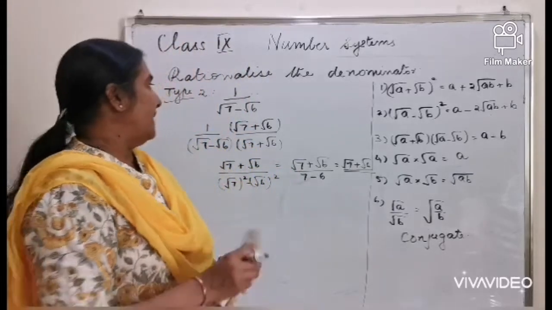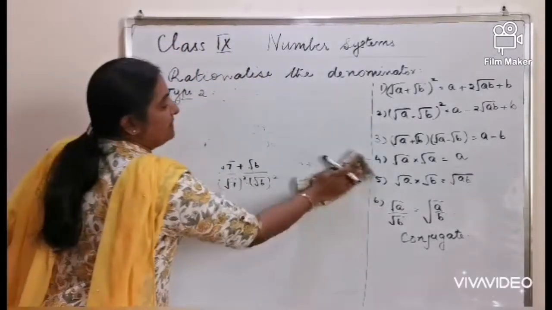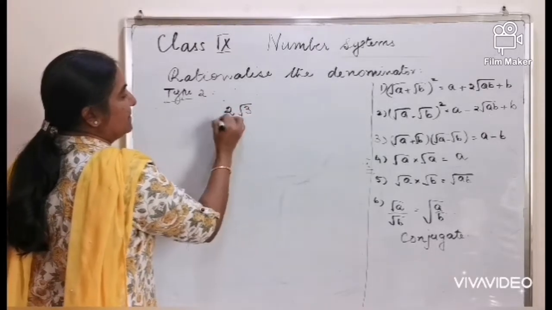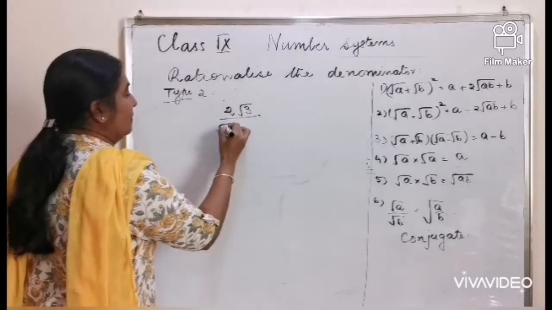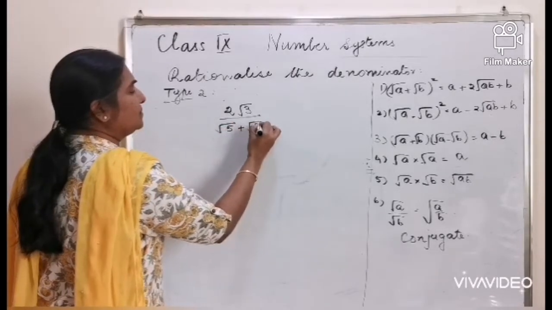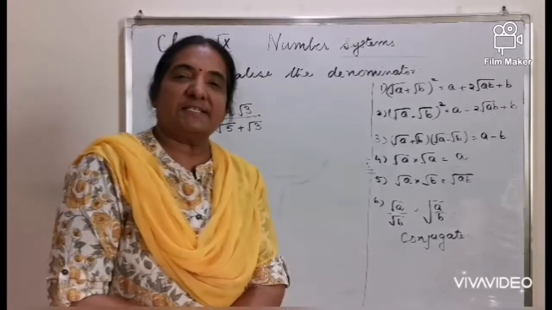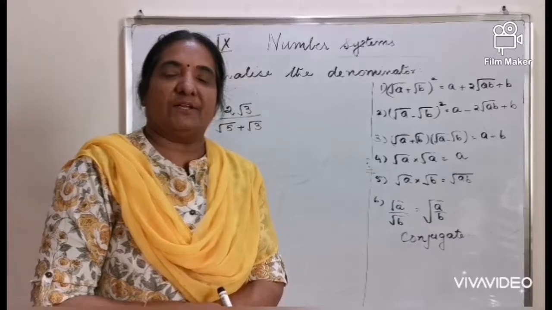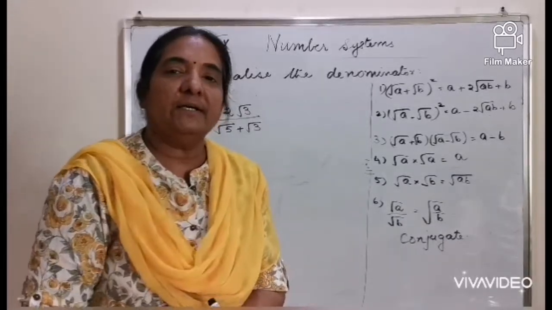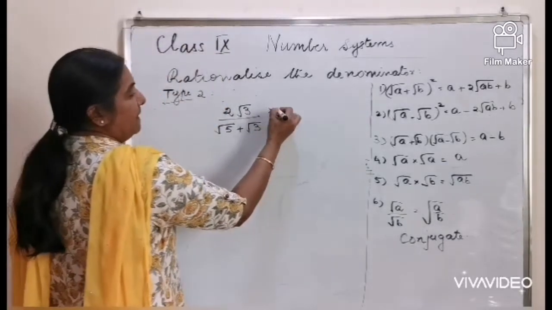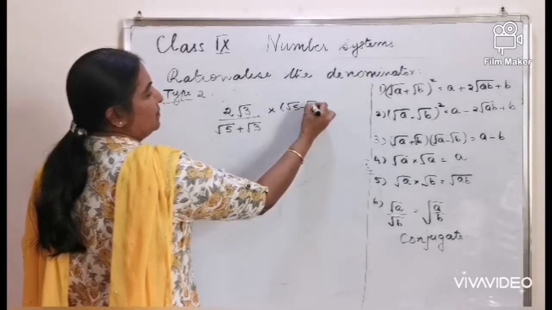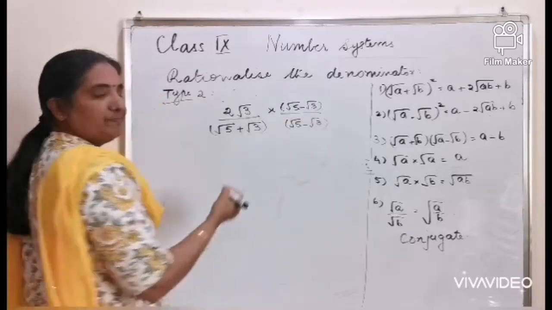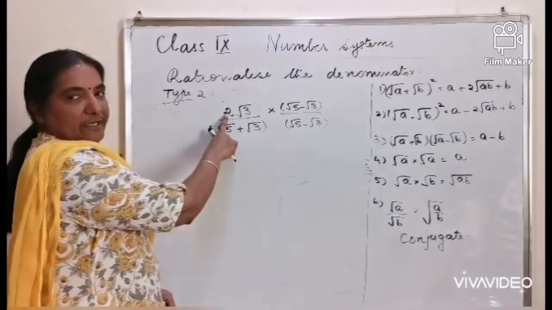What happens when the examples are like 2 root 3 by root 5 plus root 3? The procedure is the same, only the numerator has to be multiplied with the conjugate. Instead of the numerator 1, it is taking different values. Into conjugate is root 5 minus root 3 by root 5 minus root 3.